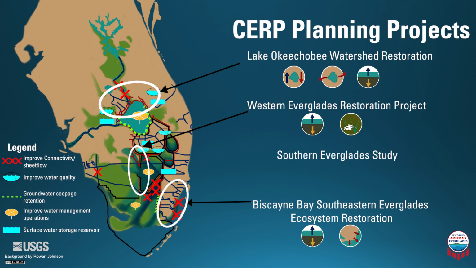This project is expected to enhance sheet flow, improve seepage management, and water conveyance in the central and southern Everglades and the East Coast buffer. If implemented, these actions will improve water depths and flooding durations in Everglades freshwater and coastal habitats and increase freshwater flows to Florida Bay and Biscayne Bay.